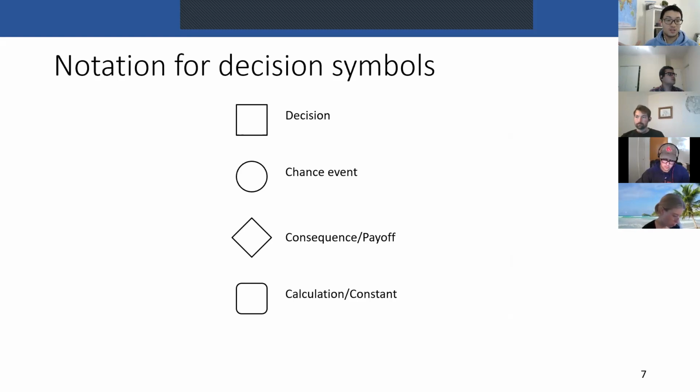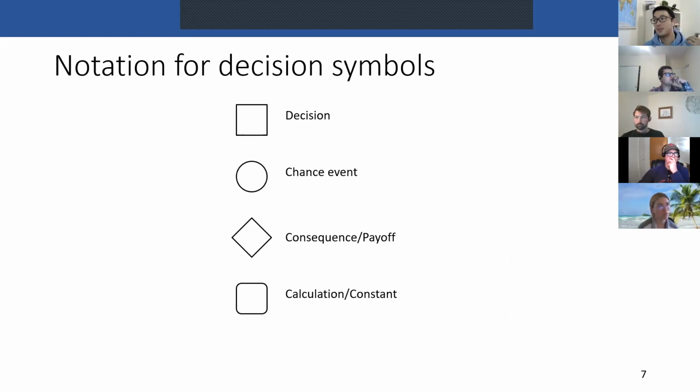There are circles, which are chance events, and those have probabilistic outcomes. So you don't get to choose any particular one, but there will be probabilities associated with all of the things coming out of your chance events. The diamond is the consequence or payoff, and then the squares with rounded edges are calculations or constants. You won't see those really showing up in decision trees, but in influence diagrams, oftentimes you can use that as basically like an input-output function.